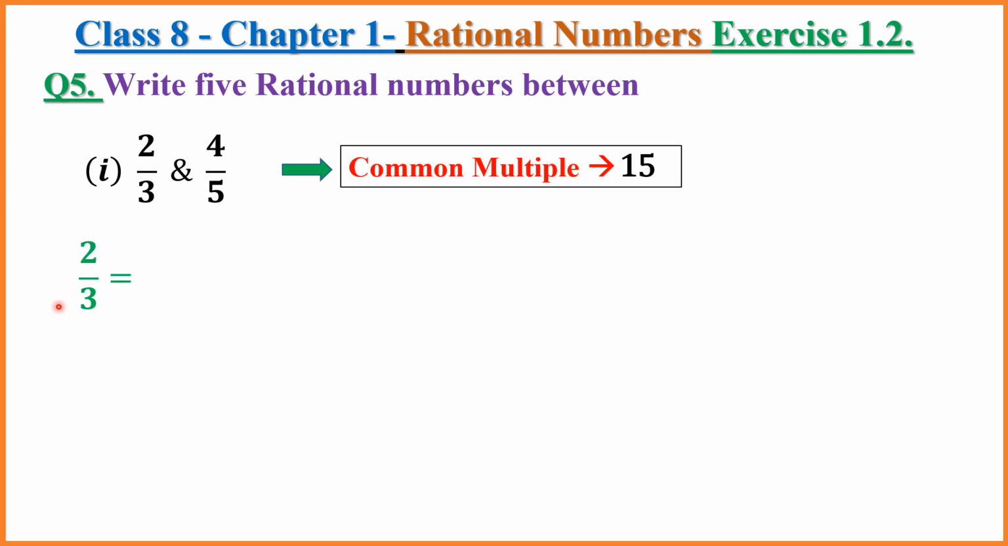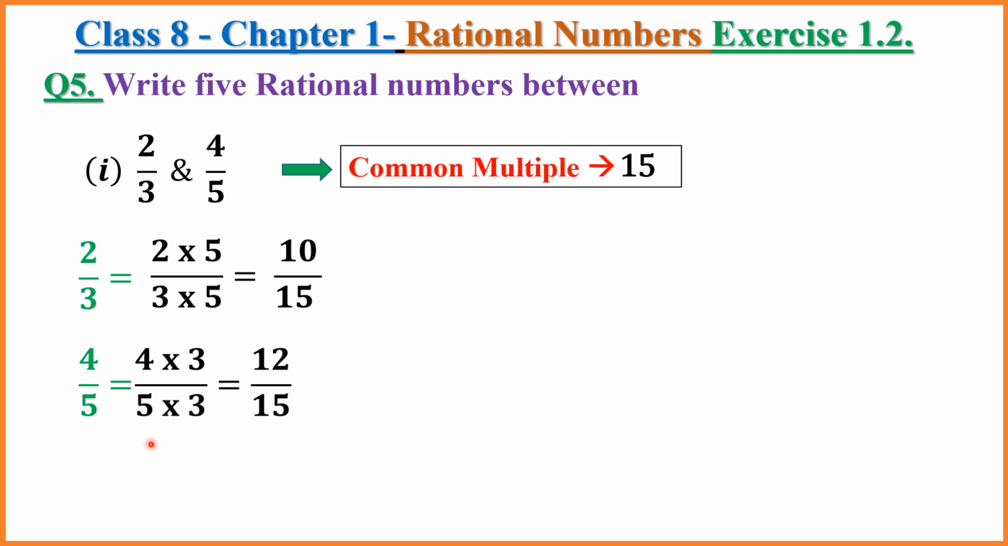So 2 by 3 will become 2 into 5 divided by 3 into 5, that is 10 by 15. For 4 by 5, we multiply both numerator and denominator by 3. So 4 into 3 divided by 5 into 3 gives us 12 by 15. If you see, for 10 by 15 and 12 by 15, we get only one number in between, 11 by 15. So again, you have to go for a higher common multiple.